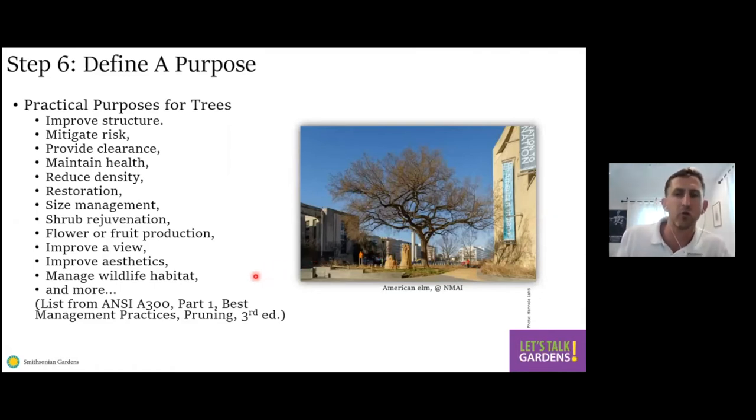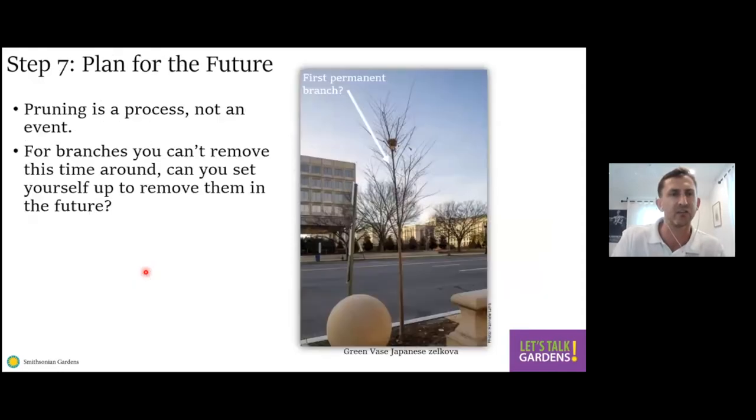You can choose one or more of those to maintain your tree, depending upon what you want from that tree and where it's at. So here's a long list from our tree care industry standard. Not all are appropriate for every tree, so proceed conscientiously, do your research, make sure it's compatible with your tree on the site that you're working on.